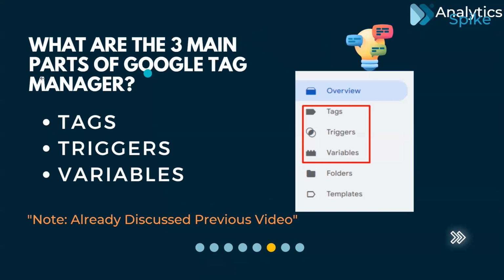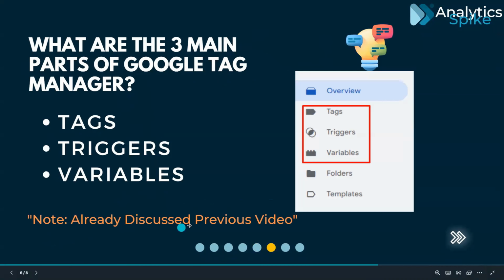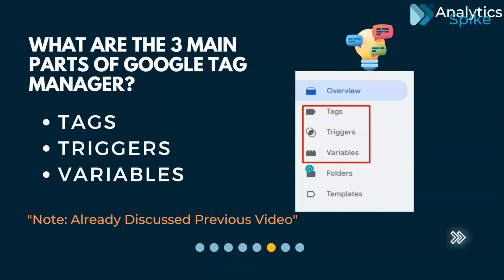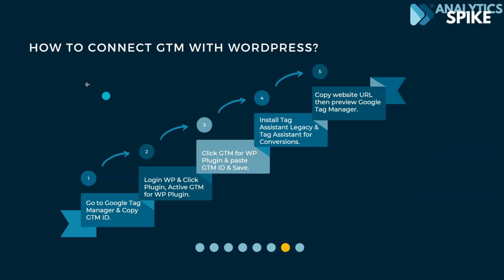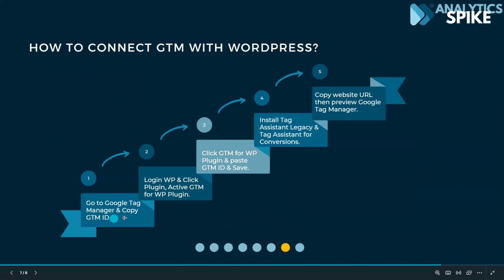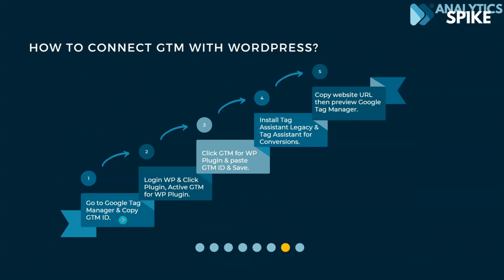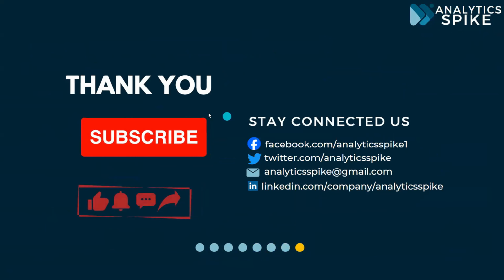What are the three main parts of Google Tag Manager? Tags, triggers, variables. Noted, already discussed in a previous video. You can click the i button, then watch this video. How to connect GTM for WordPress? Go to Google Tag ID. Already done this part.